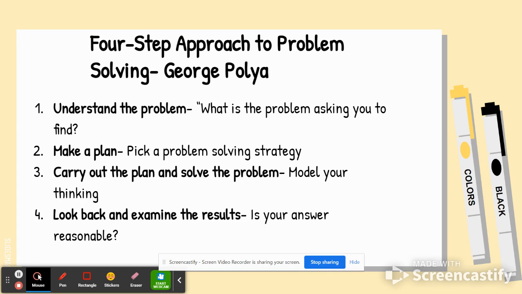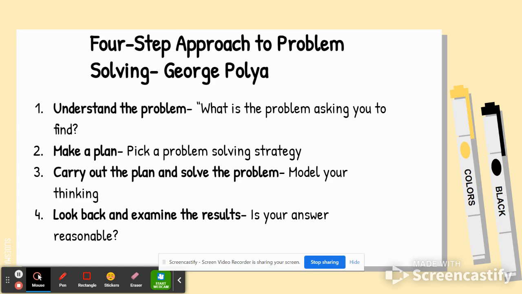So the first thing is to read the problem. And that seems so basic, but it will be surprising to you how many people will try to get away with working a problem without reading it. So the first thing I would usually ask my students is, what is the problem asking you to find? Like, what are you looking for? And if they can answer that, then they've checked off, I read the problem.